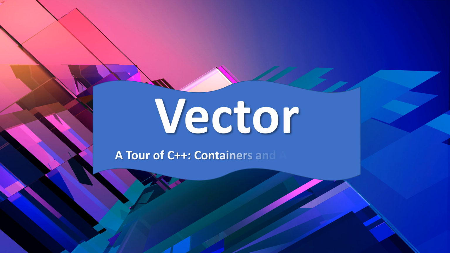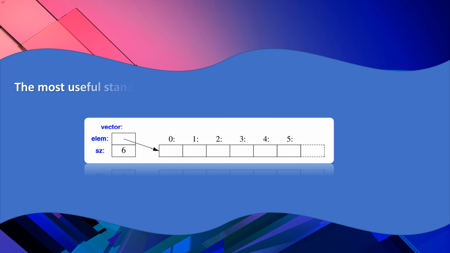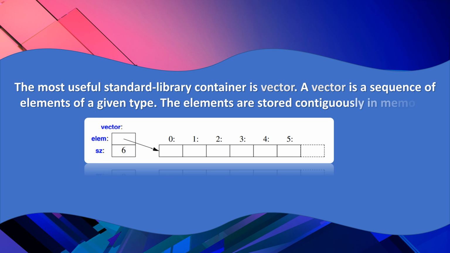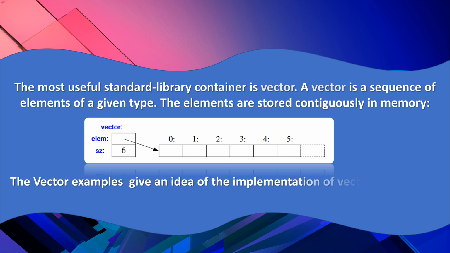Vector. A Tour of C++: Containers and Algorithms. The most useful standard library container is vector. A vector is a sequence of elements of a given type. The elements are stored contiguously in memory. The vector examples give an idea of the implementation of vector and provide an exhaustive discussion.